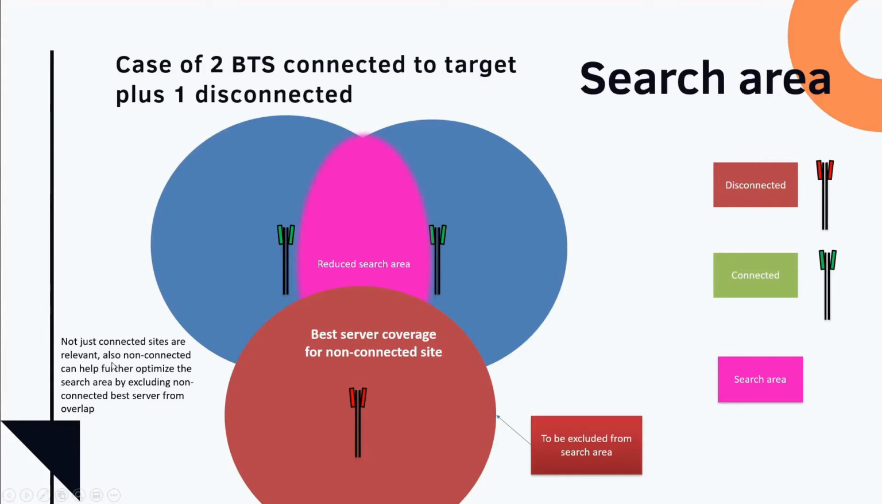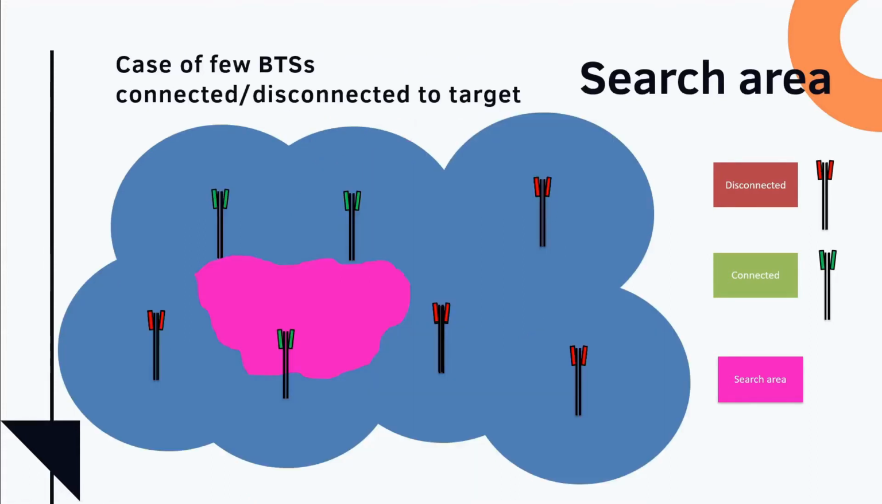So it's not just connected sites that are relevant. The non-connected sites can also help you further optimize the search area by excluding the non-connected best server from the overlap. The scenarios can be even more complicated. You might have a number of sites, not just one or two or three. Here you see we have 3 towers connected, and this overlap pink area here is the search area.